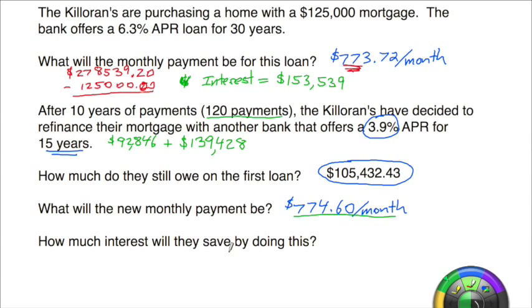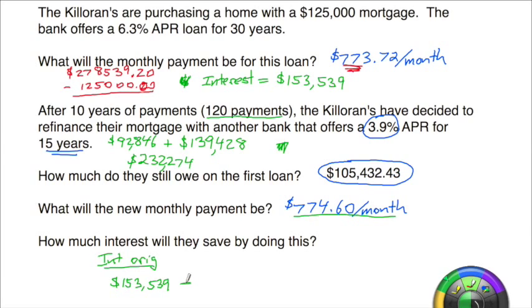And then if we add those two together, plus 92,846, it comes up with 232,274. So this is how much you paid for the mortgage after refinancing. And again, if you subtract the $125,000, that'll tell you how much interest you had here. So interest from original, that was the 153,539 up there.